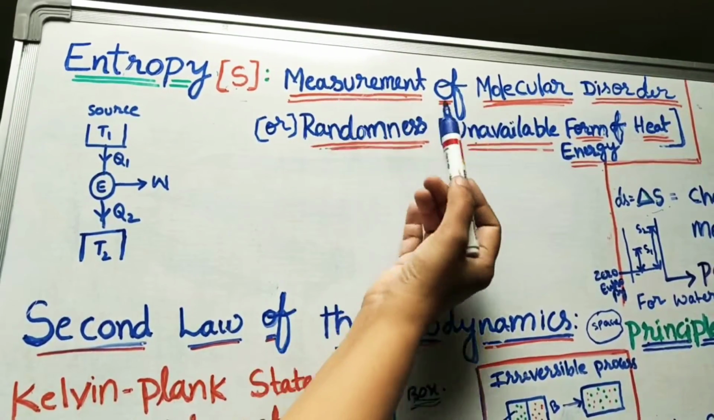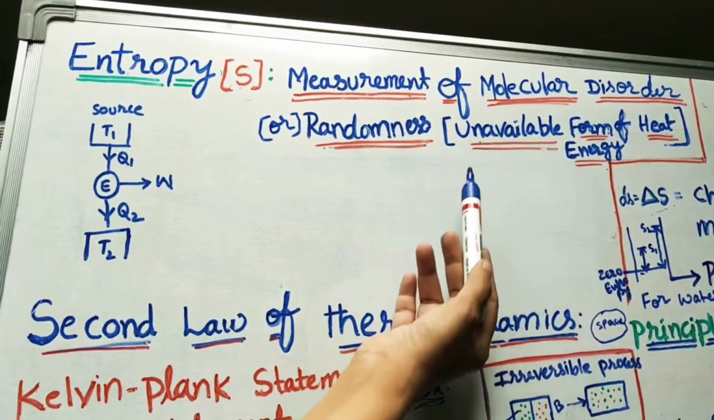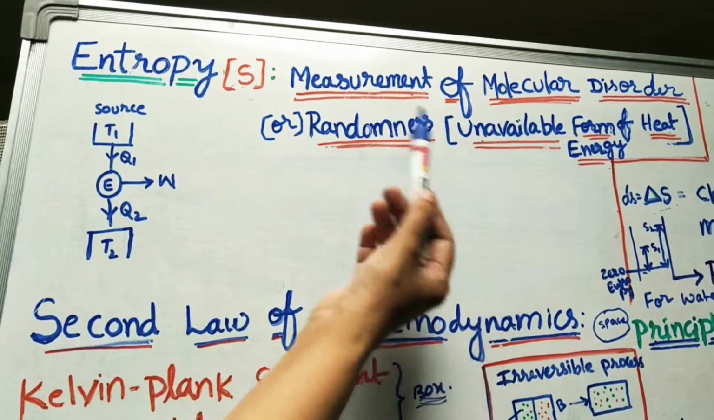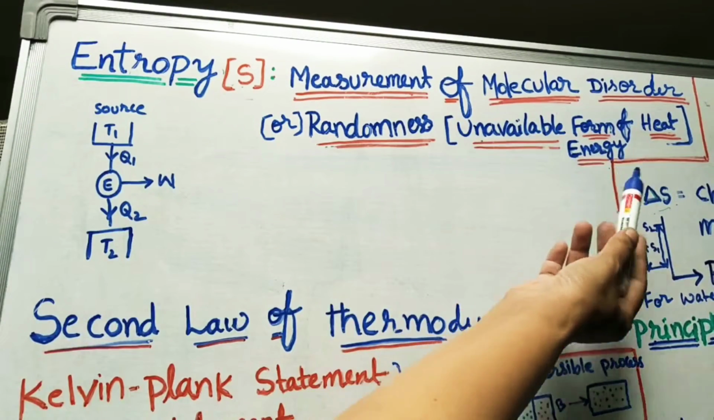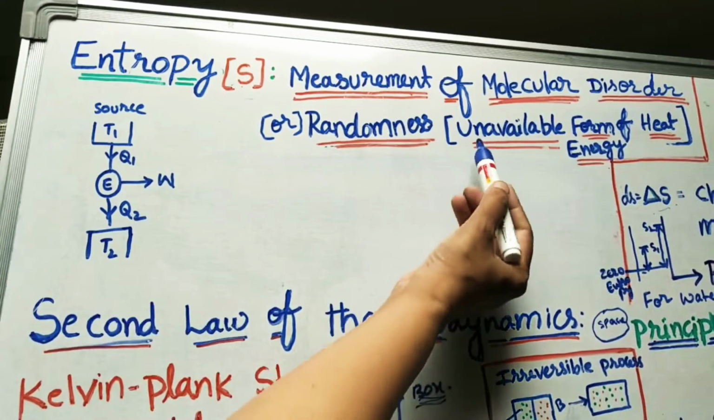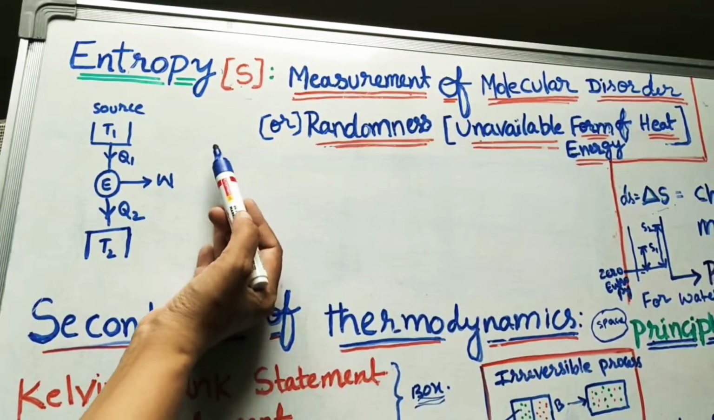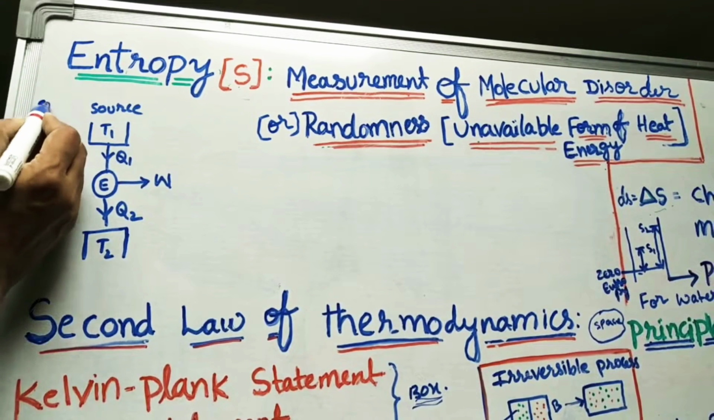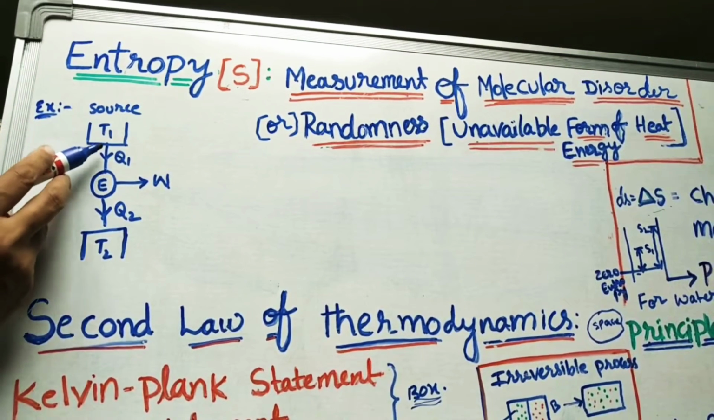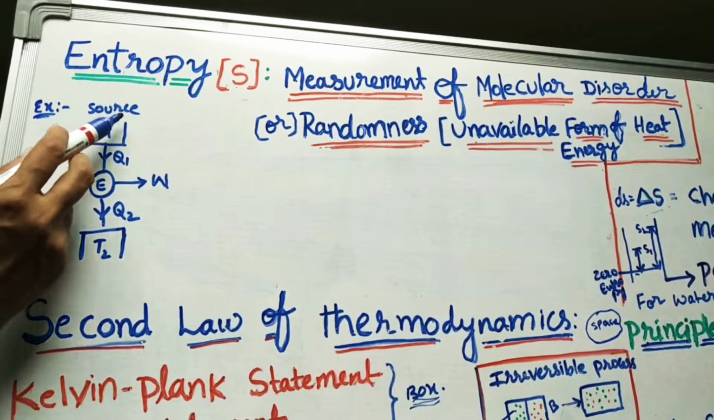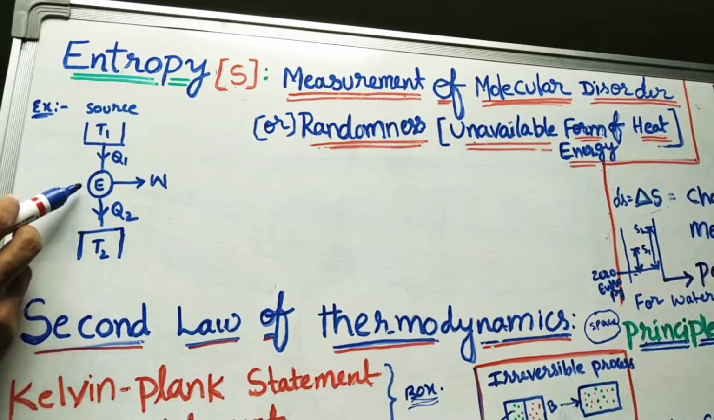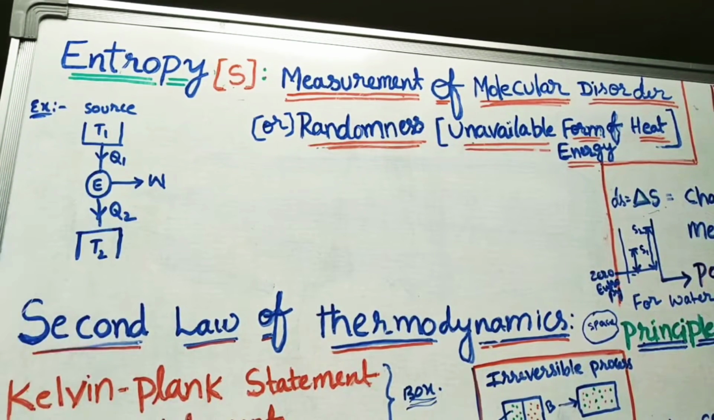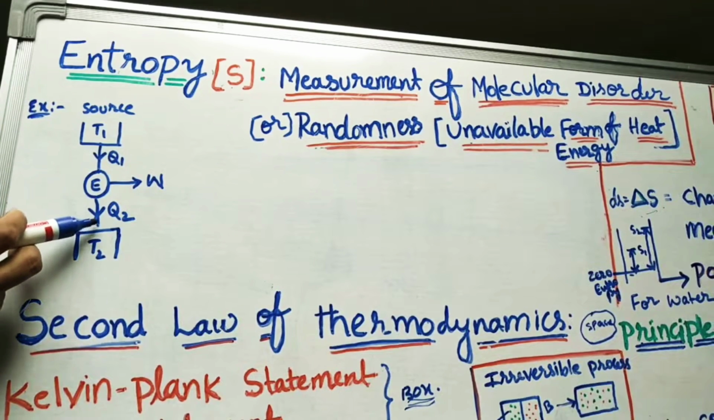So we have discussed the disorder of the molecules right now. Now take the next definition of entropy: it is unavailable form of heat energy. So how can we find this unavailable form of heat energy? By using some equation. Let us take one engine as an example. As we know, a heat engine takes Q1 amount of heat from the source for running, it produces some useful work, and then it rejects some heat to the sink.